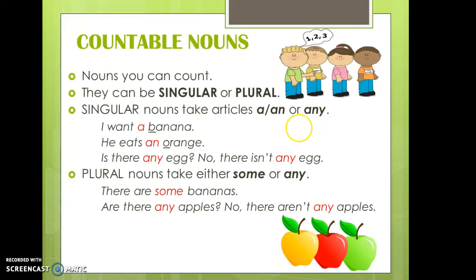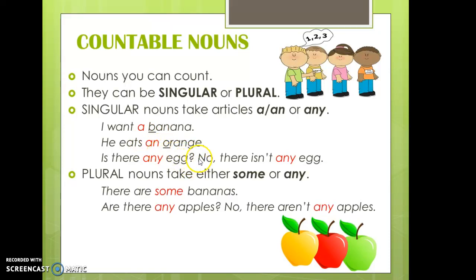Let's see some examples. I want a banana. Here we put a before the noun because first it's singular and then we have to take into account that the noun begins with a consonant, so we put a. If the noun begins with a vowel and it's singular, we put an before.